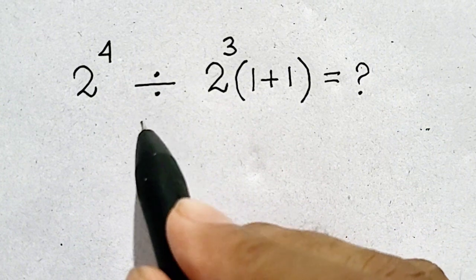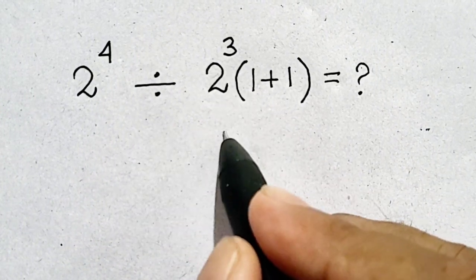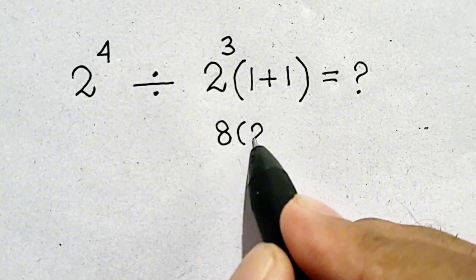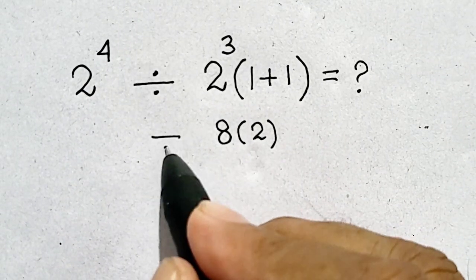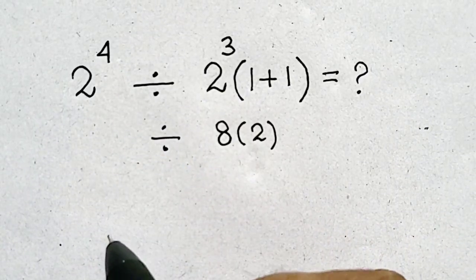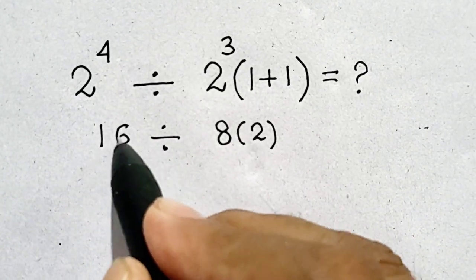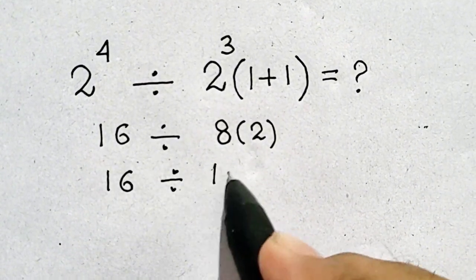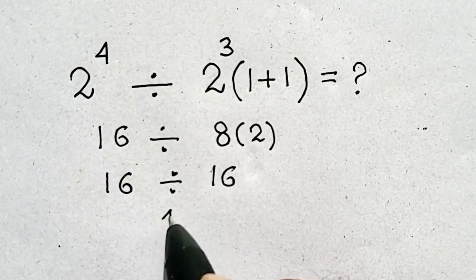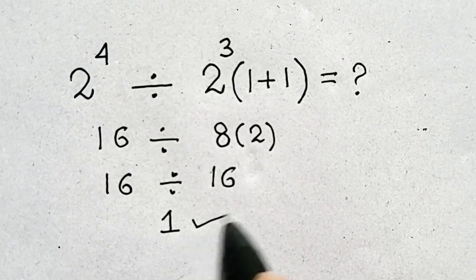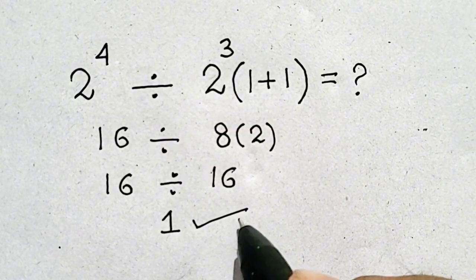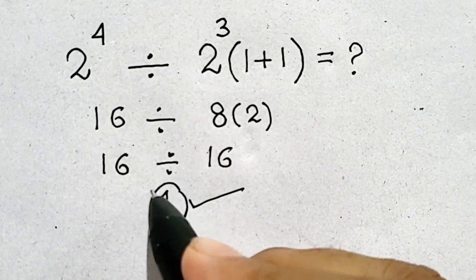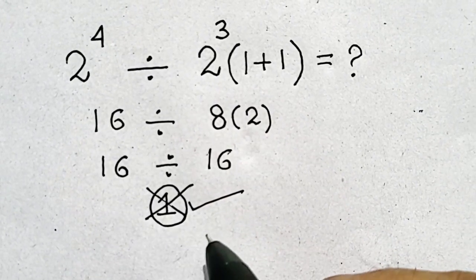How will they get 1? Because 2 cube is 8 and 1 plus 1 is 2. Here is division. 2 raised to power 4, it is 16. 16 divided by 16, so after division it will be 1. Okay, 1 is the answer. But remember that 1 is not the correct answer.